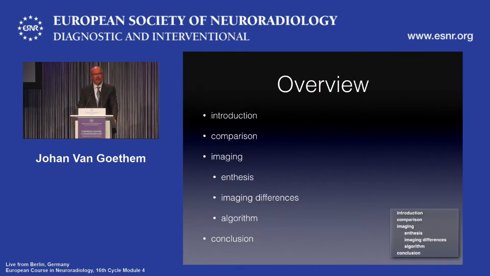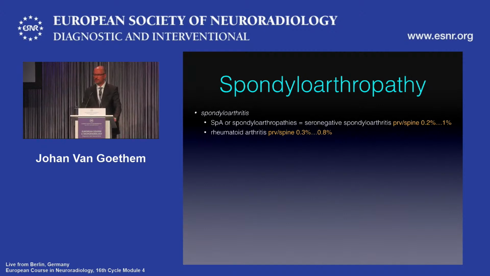We'll compare these two entities, degenerative disc disease and spondyloarthropathies. We'll look into the imaging and focus on the imaging differences between both, an imaging algorithm, to end with a conclusion. So a definition first. There is some confusion in literature and among physicians using this terminology, but in general, abbreviated SpA with a small p and capital S and A, spondyloarthropathies are the same as seronegative spondyloarthritis, seronegative meaning there's no rheumatoid factor. So it's a form of spondyloarthritis, inflammation in the spine, with negative rheumatoid factor. And that's what we're talking about.